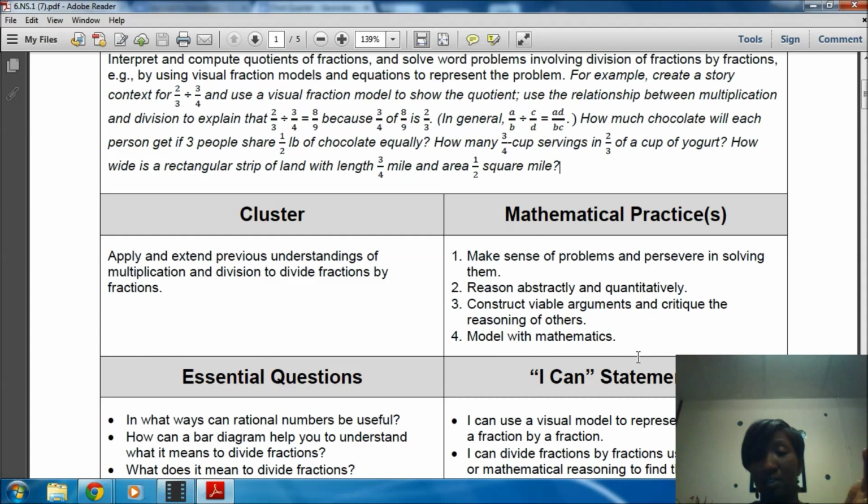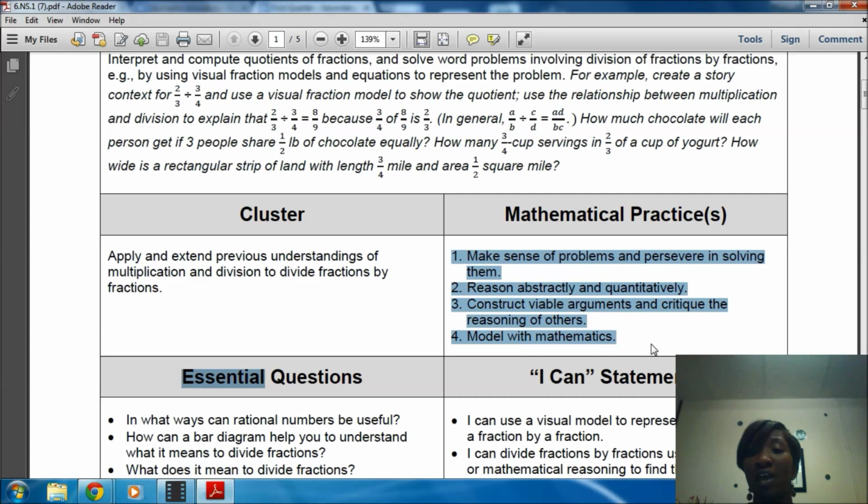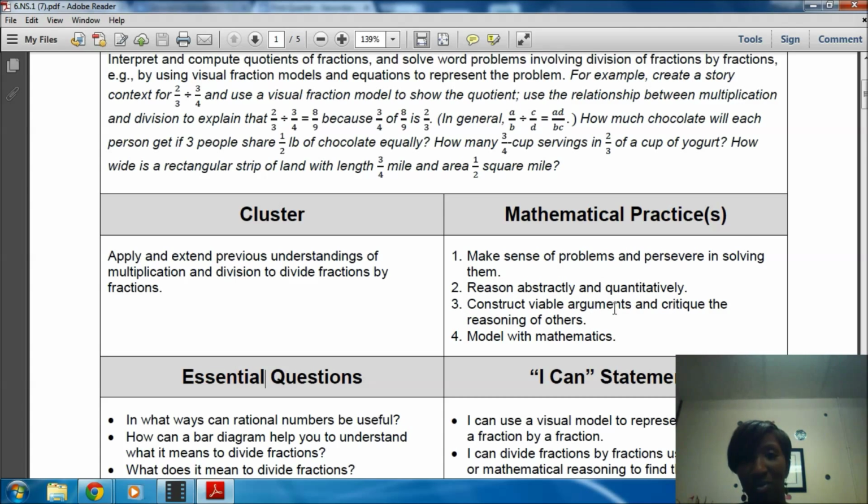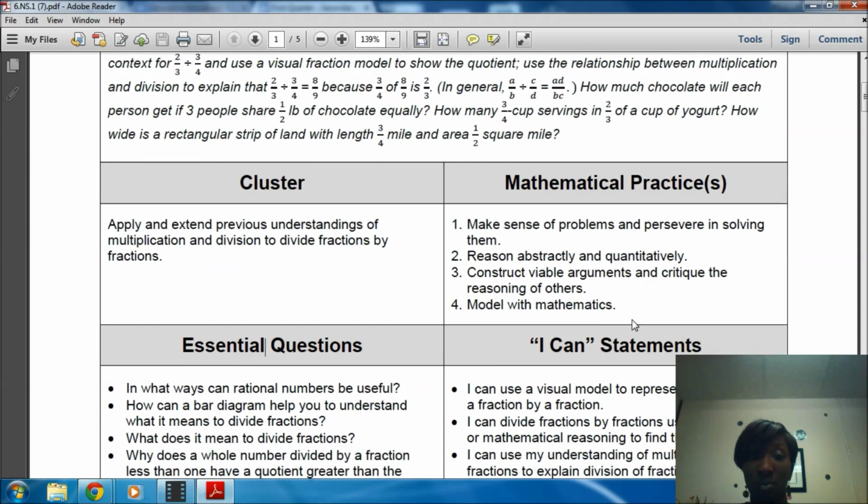Math practices. This is the how of mathematics. This is what should be evident in your classes. This is how you are making sure that student engagement is occurring during your lesson. Students are exemplifying these mathematical practices. They are reasoning. They are constructing viable arguments and critiquing each other's reasoning, and they're modeling with the mathematics.